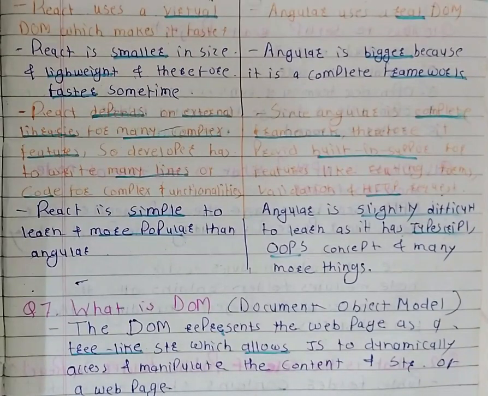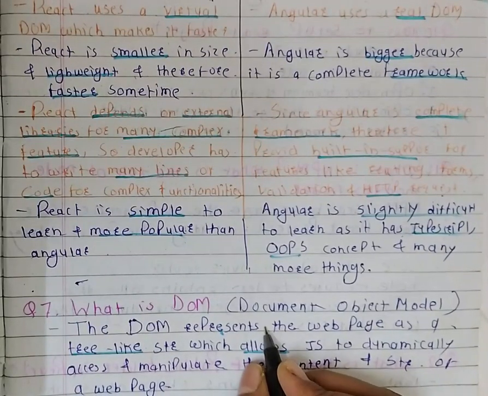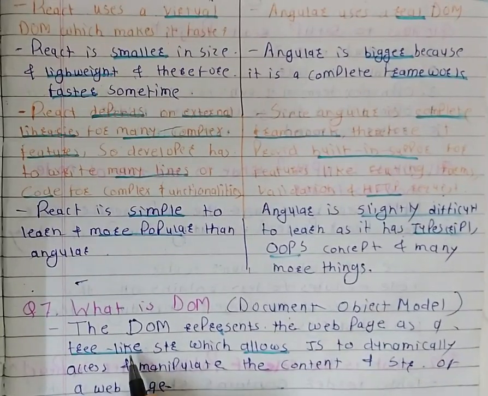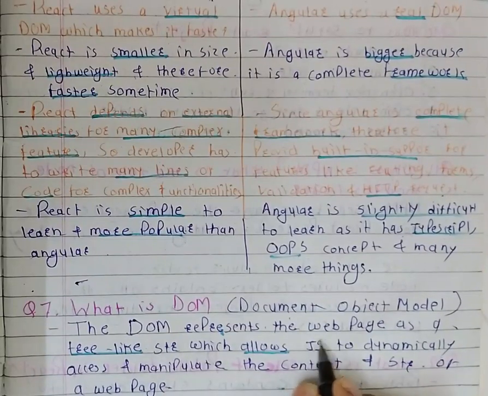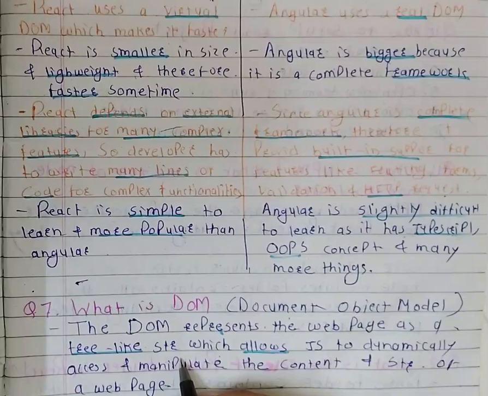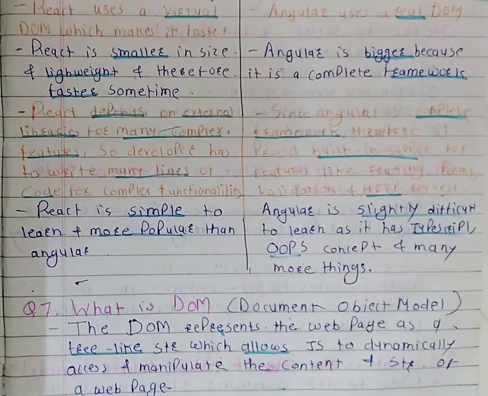Then next concept is what is DOM. Basically, DOM stands for Document Object Model. The DOM represents the web app as a tree-like structure. Basically, DOM is nothing but a tree-like structure which allows JavaScript to dynamically access and manipulate the content and structure of a web page.